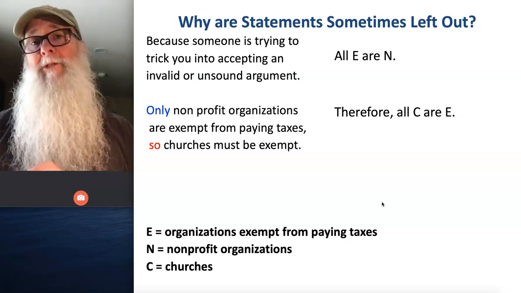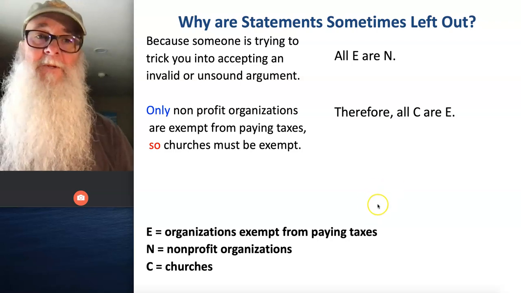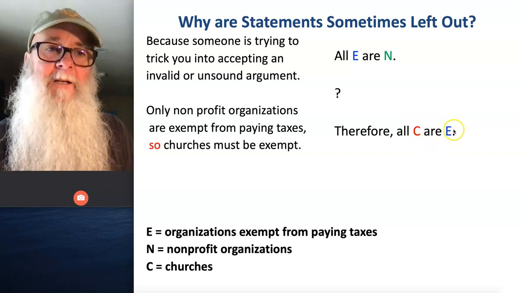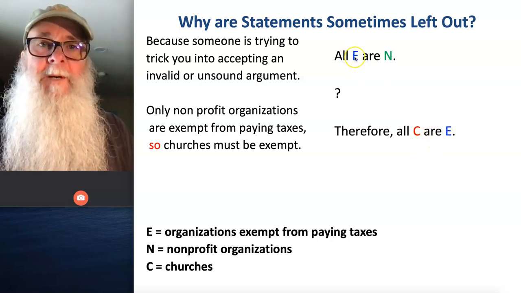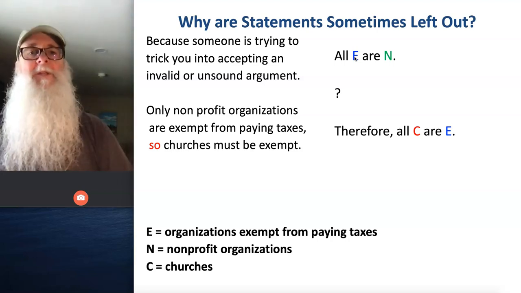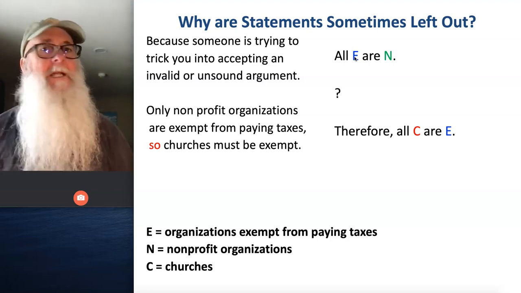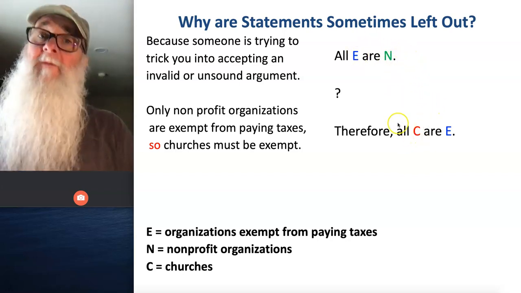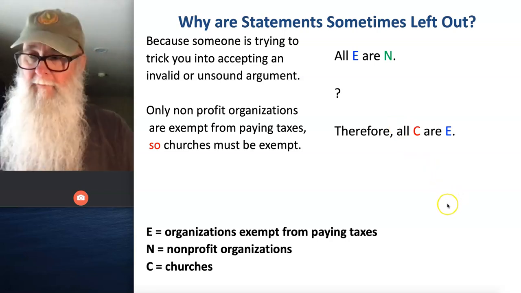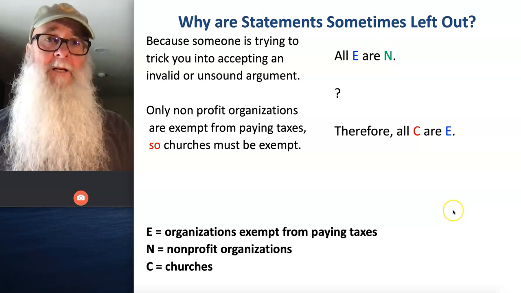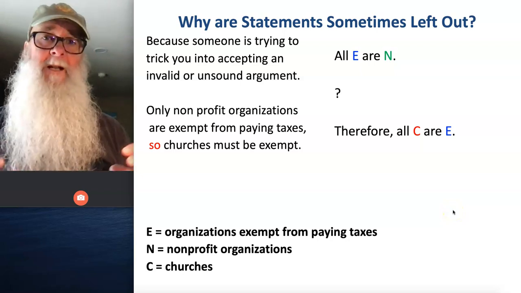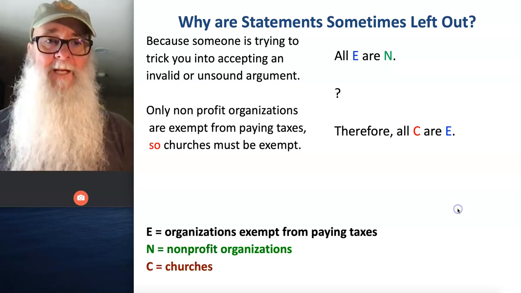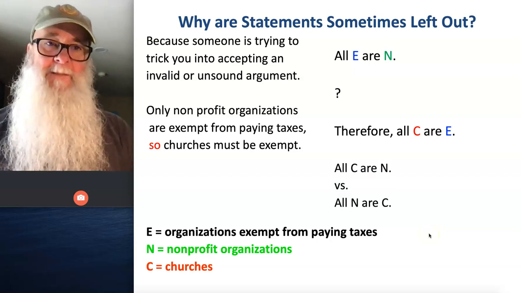So now I want to look really carefully at the terms of this argument to see which of them have been used twice and which have been used only once. I can see really clearly that the major term of the argument, the predicate of the conclusion, has appeared in this first premise. And so the E term doesn't appear anymore, but the minor term C and the middle term N have only appeared once each. And they have to appear twice in a valid categorical syllogism. So now I know that the missing statement is a premise statement about C and N.